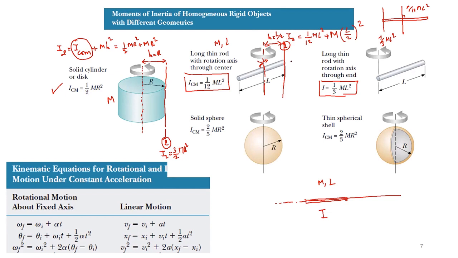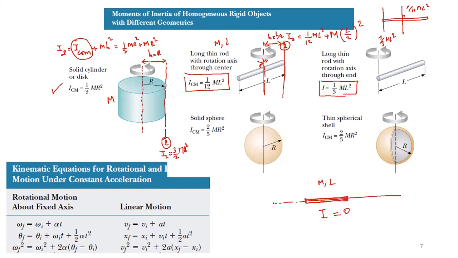ML. You think it will be ML? Moment of inertia should be m multiplied by a distance squared. So it should have a distance squared somewhere. Actually, it will be 0. Why? Because I have my rod here. It's here, right?